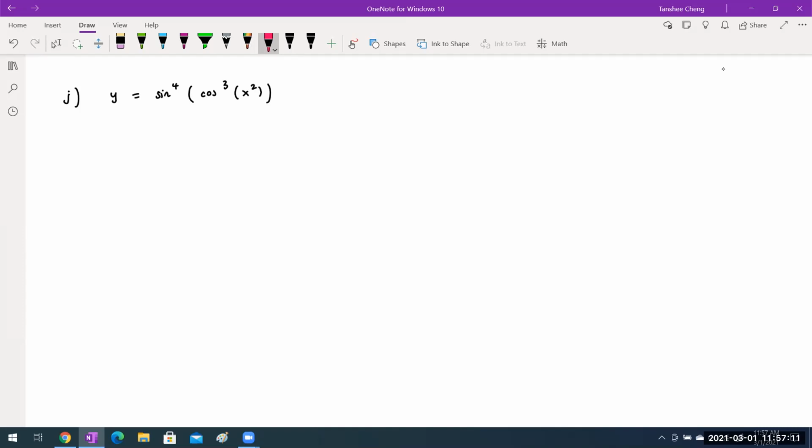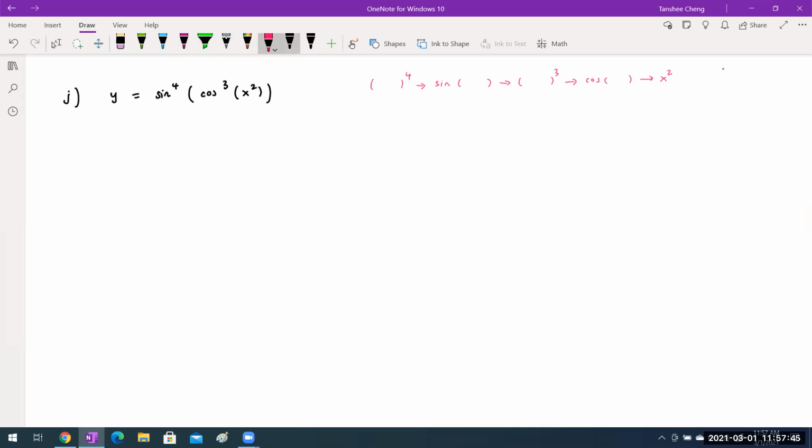So the most outer function in this case will be the x to the fourth power function, the full power function, and then the next one will be the sine function. And the next one will be the cosine to the third power function, and then cosine. And then lastly will be x to the second power. So this is the order that we need to go. So take a look at this.